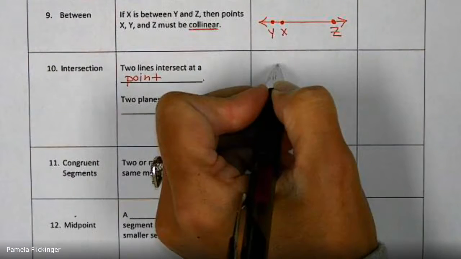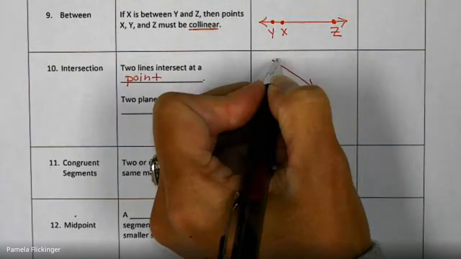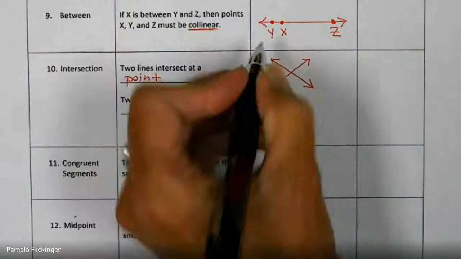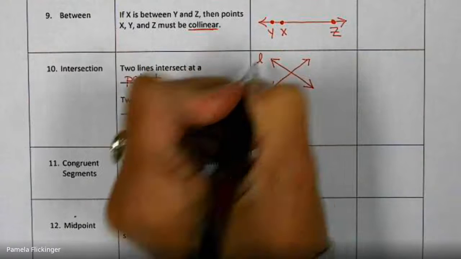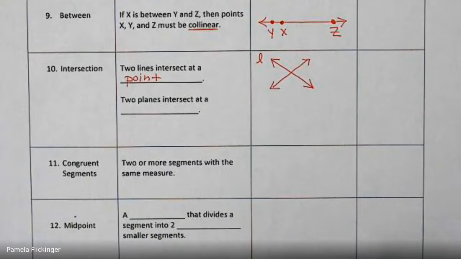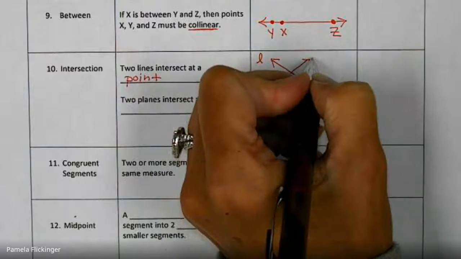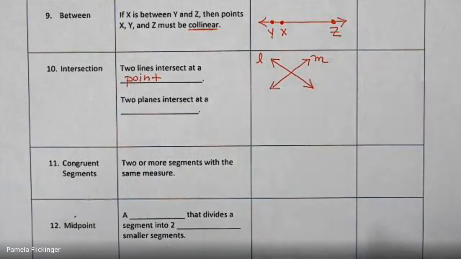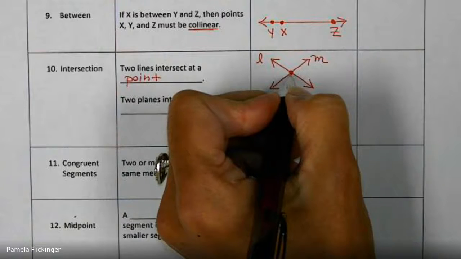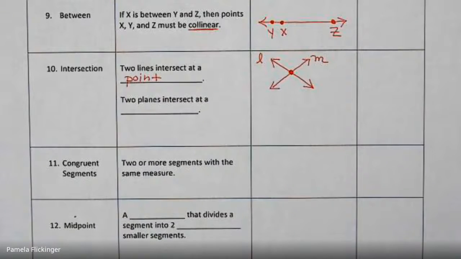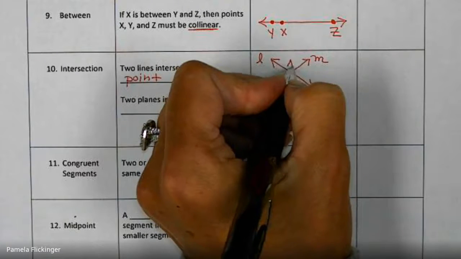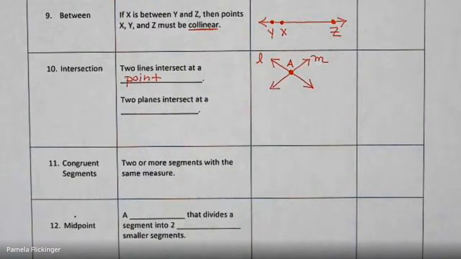All right, so let's draw that. So I've got line here, line here. All right, let's label them. And remember, the other way to name them is to use the lowercase cursive. So we'll call one line L. I'll call the other one M. Make it kind of look fancy and cursive. And where they intersect is a point. Okay, and of course we label those with capital letters, so we'll call that point A.